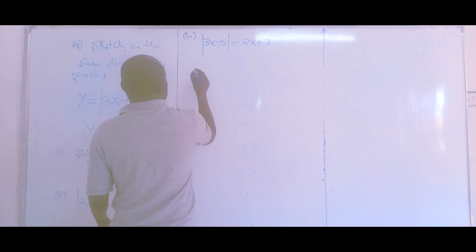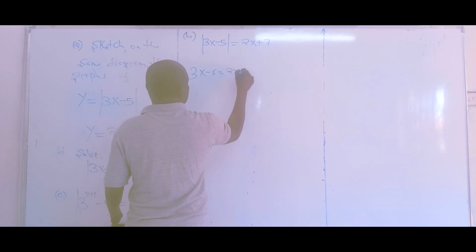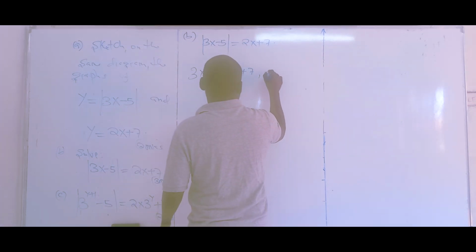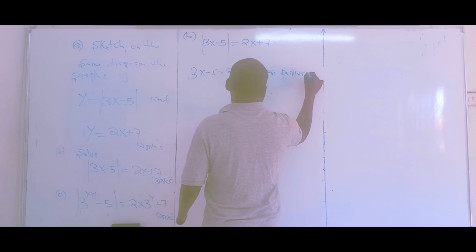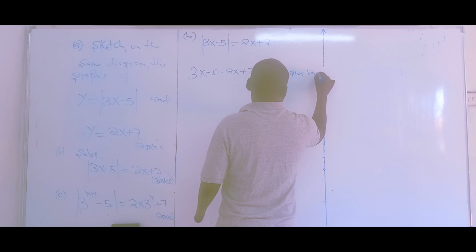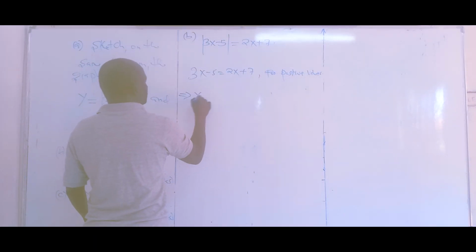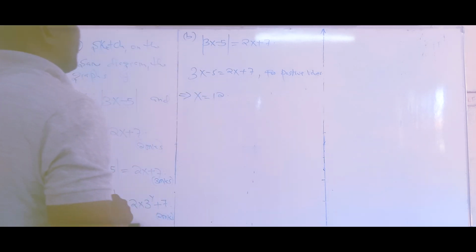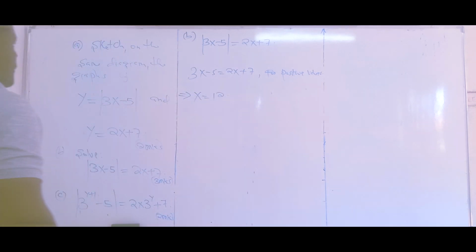So in this case, the first case will be 3x - 5 = 2x + 7 for positive values. This implies that x is equal to 12. If you collect the like terms, x is 12.